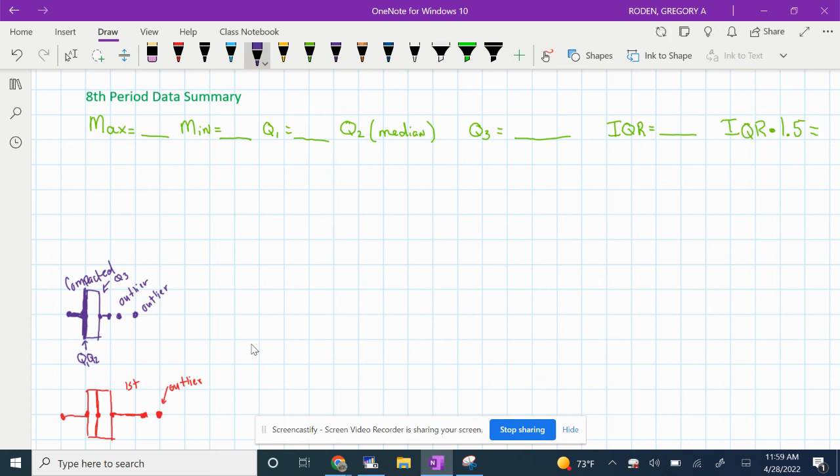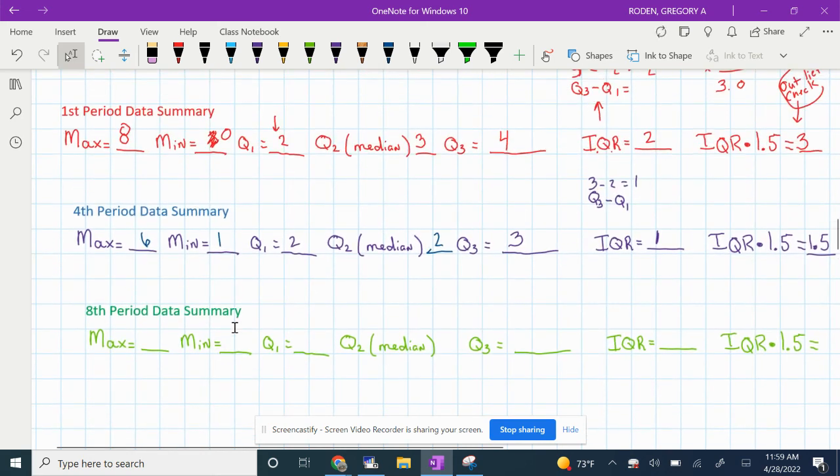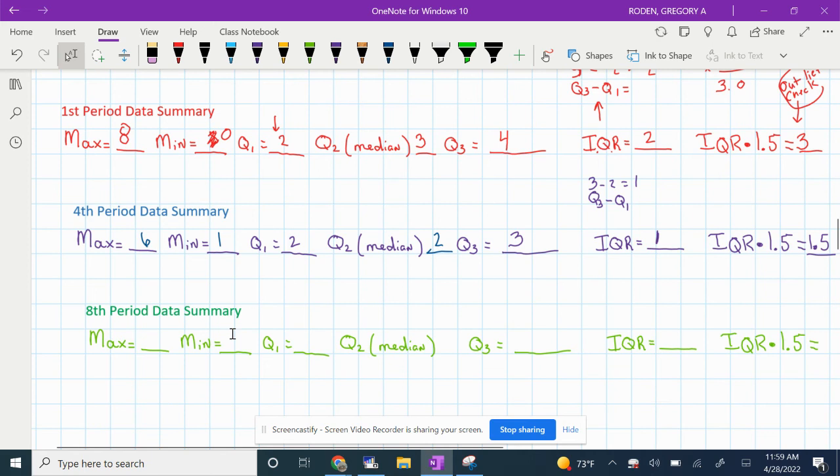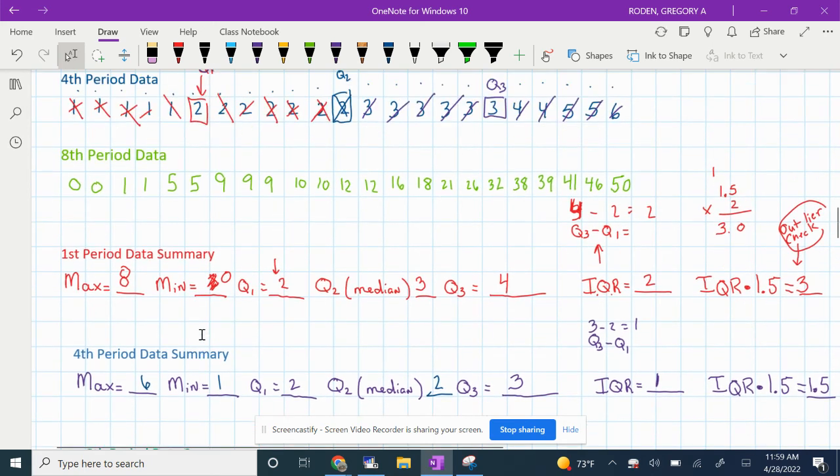Okay. So now let's look at my 8th period class. I think my 8th period class, I mean, I like you guys in 5th and 6th periods and 3rd period, but I really, really enjoy my 8th period class. They're just such a nice bunch of kids.